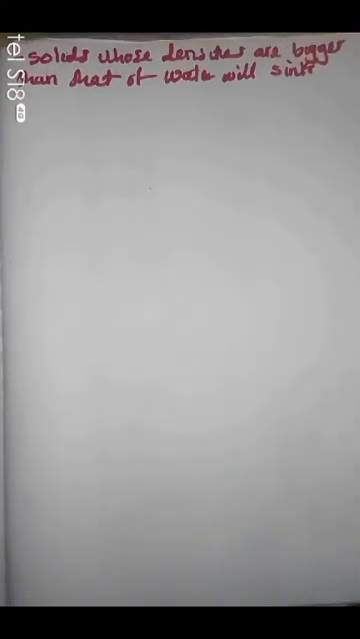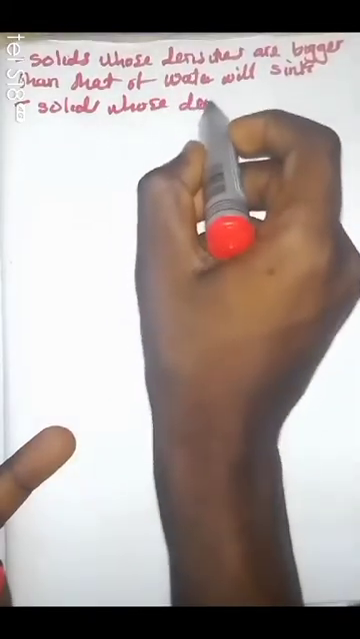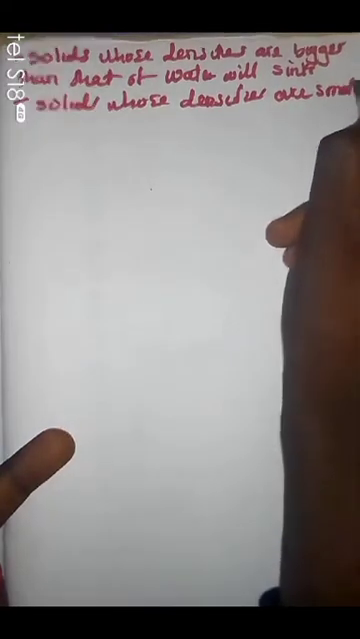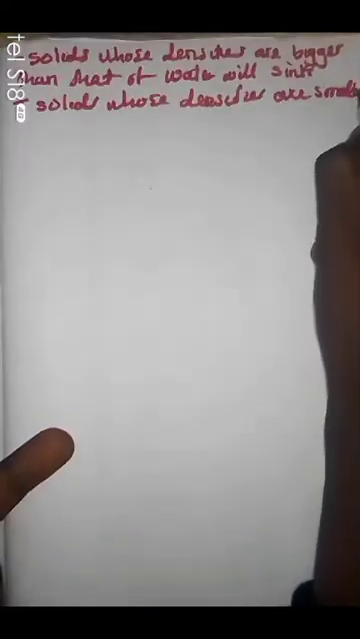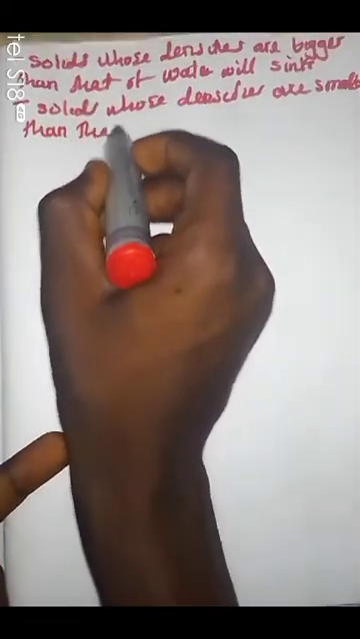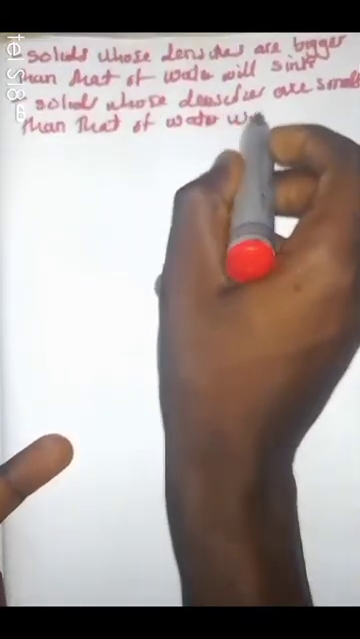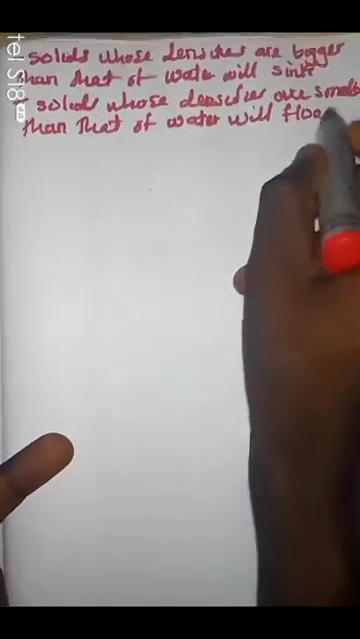So solids whose densities are more than that of water obviously are going to sink. Then we say that solids whose densities are smaller than that of water will float. So if the density of a solid is more than that of water, it sinks, and if it is less than, it floats.